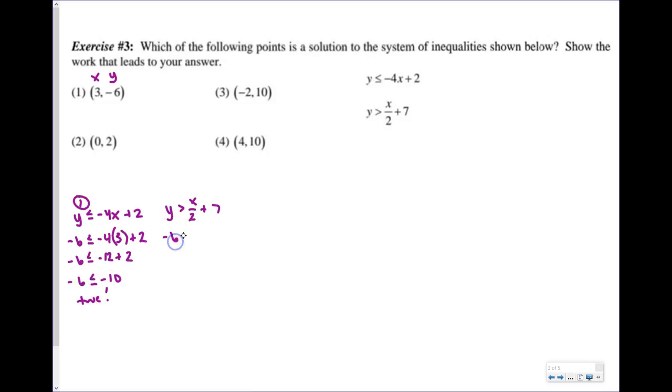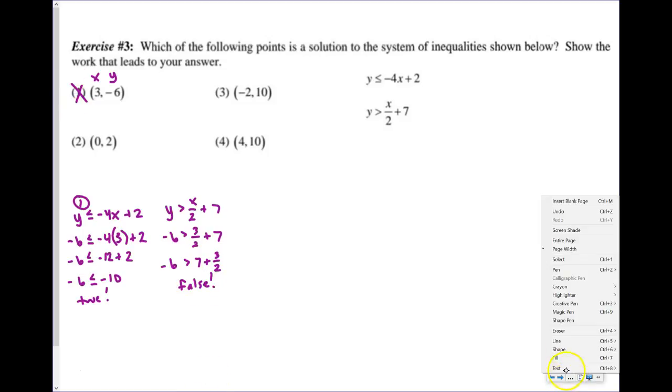Let's try the next one. -6 is greater than 3/2 plus 7. Even if you didn't have a calculator, -6 is definitely not bigger than 7 plus 3/2. -6 is a negative number, and it's got to be less. So this is false, so it can't be answer choice number 1.